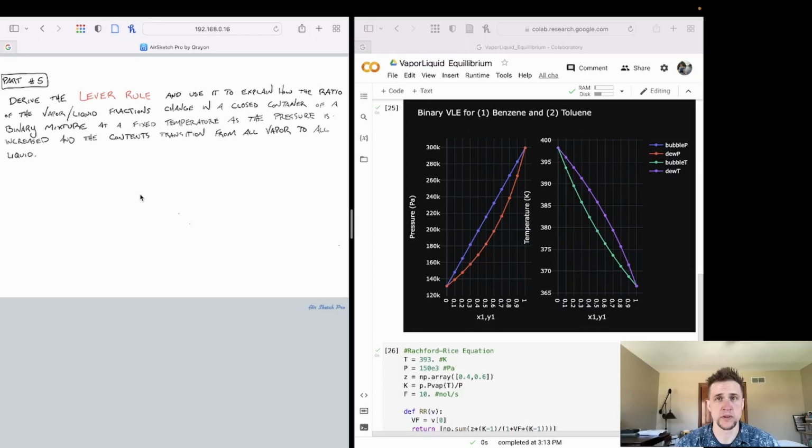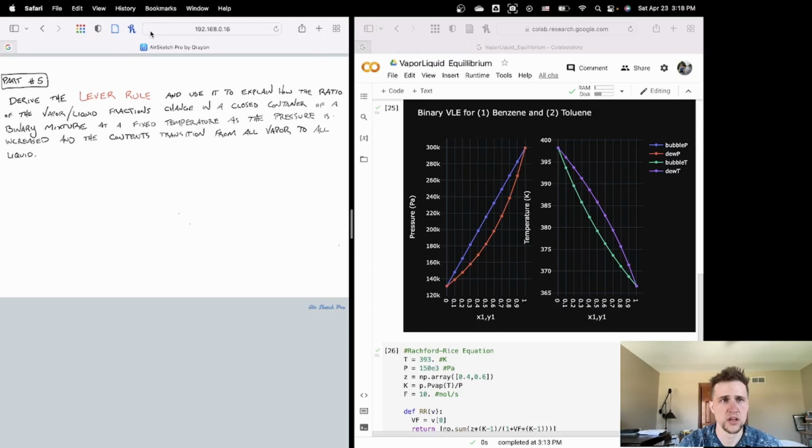And in this video we're going to be talking about the lever rule and using it to explain how the ratio of the vapor to liquid fractions will change in a closed container if we have a fixed temperature, so knowing our temperature, but we have a continual increase in pressure. What is going to happen between the liquid and vapor phases and the compositions of those as the pressure continues to increase, and then as the concentration transitions from all vapor to all liquid. So we're going to dive into that here.